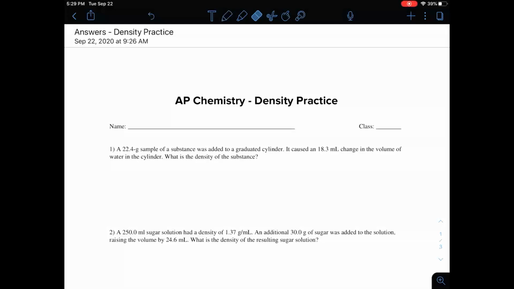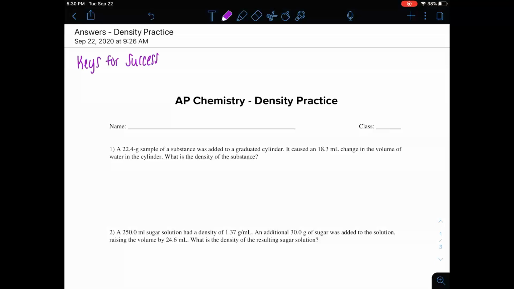Okay, this is the answer key video for the density practice problems. Before we get started, I thought I would give you my keys for success with all word problems, especially in a chemistry course. I'll write them at the top here. I call them my keys for success.